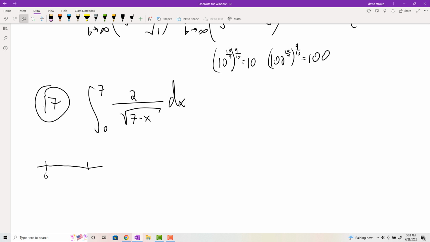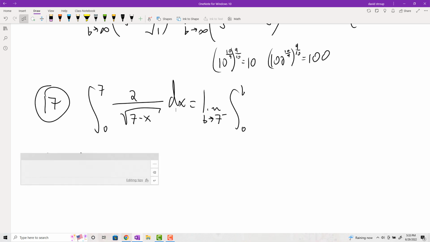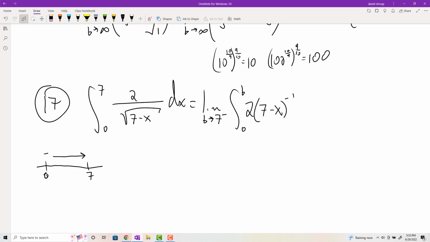Here's 0. Here's 7. So what we're doing then is replacing 7 with a limit and taking the limit as we approach it. All right, so approach 7, we want to approach from the negative direction. So make sure you indicate that on your limit. And then we're going 0 to b, and let me rewrite my integrand as 2 times 7 minus x to the negative 1/2 dx. Okay, so I need a u sub on the 7 minus x. So du will be negative dx, and then dx is negative du.